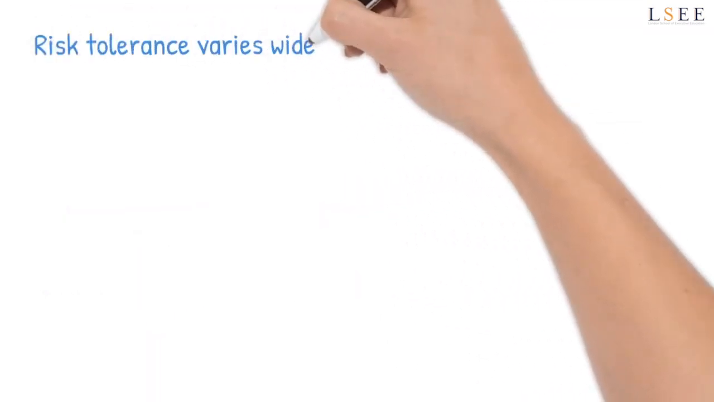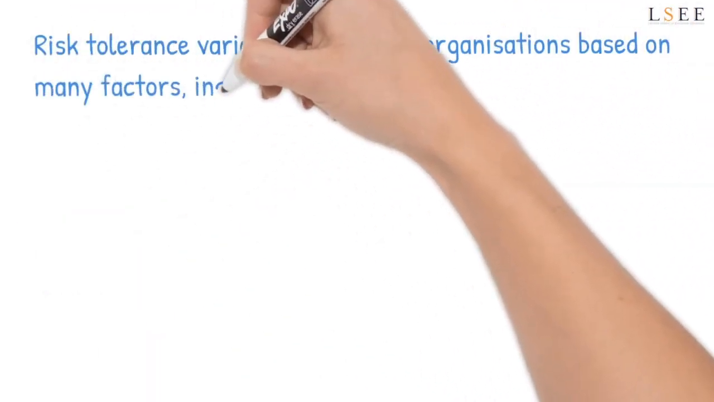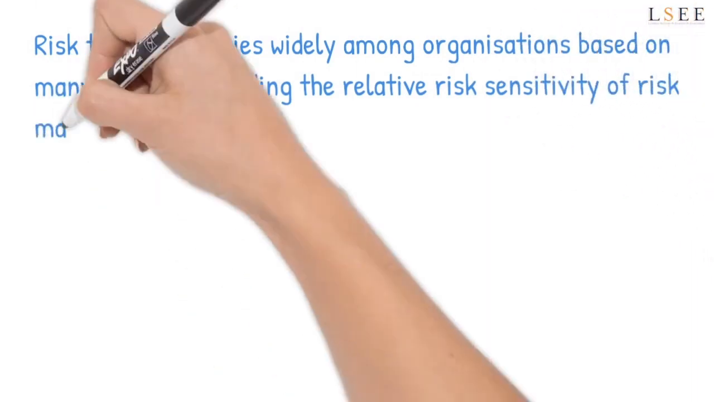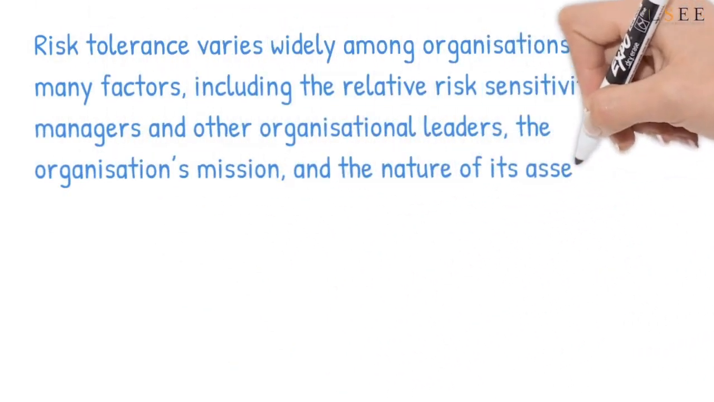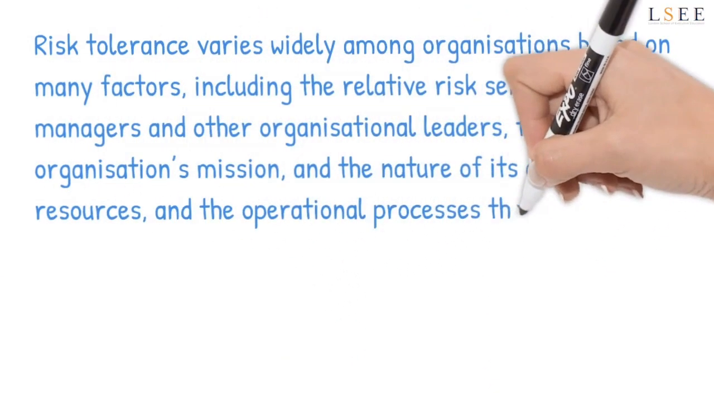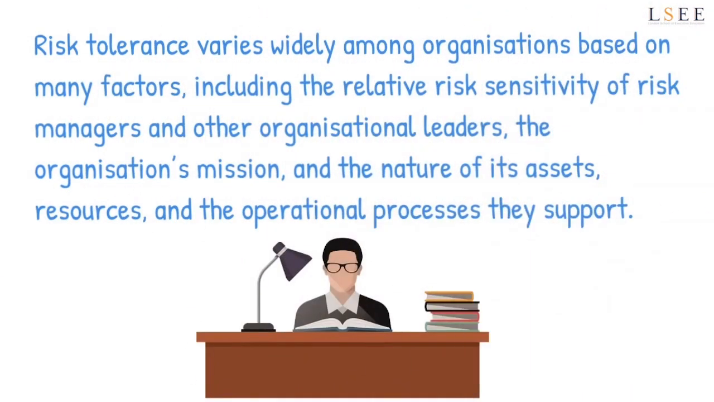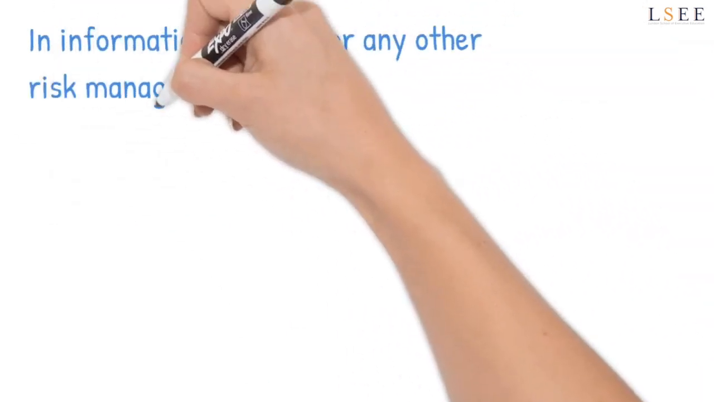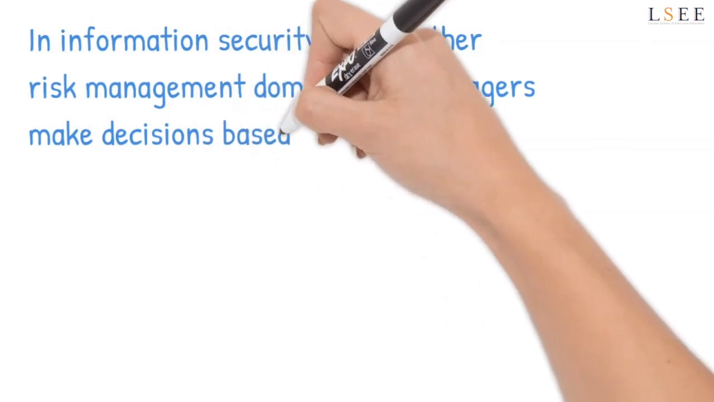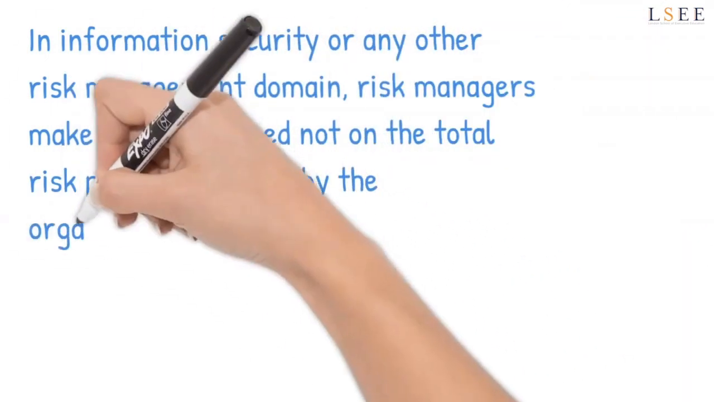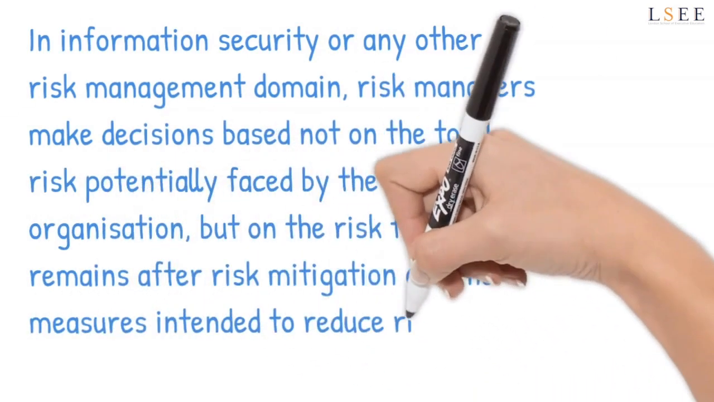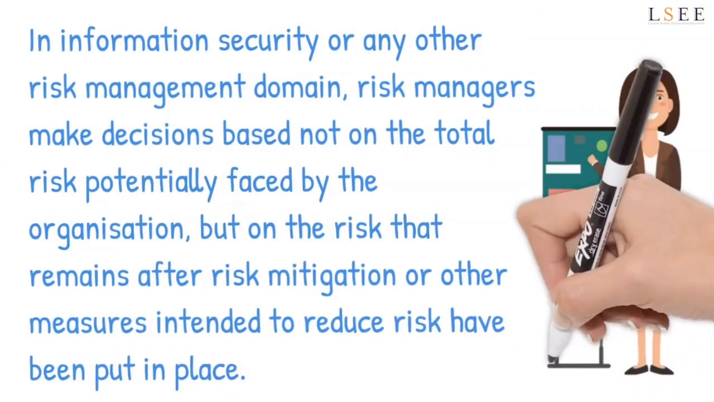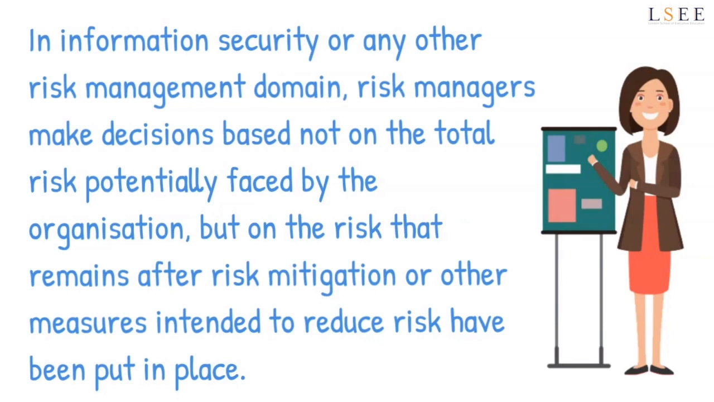Risk tolerance varies widely among organizations based on many factors, including the relative risk sensitivity of risk managers and other organizational leaders, the organization's mission, and the nature of its assets, resources, and the operational processes they support. In information security or any other risk management domain, risk managers make decisions based not on the total risk potentially faced by the organization, but on the risk that remains after risk mitigation or other measures intended to reduce risk have been put in place.